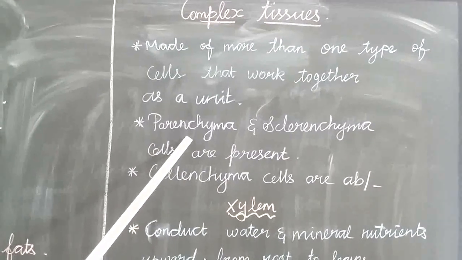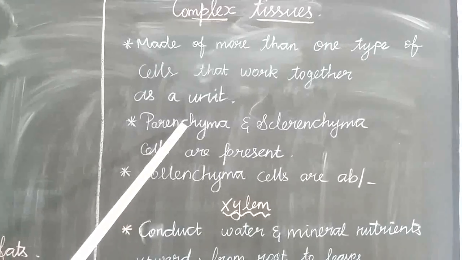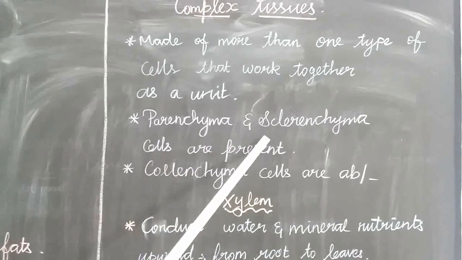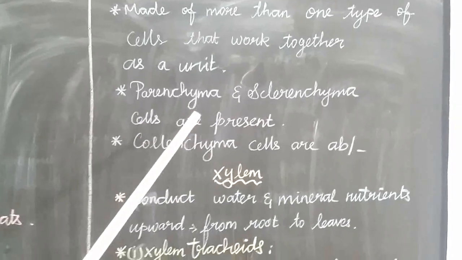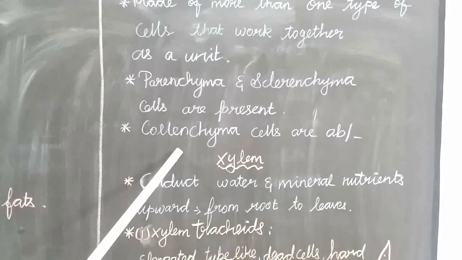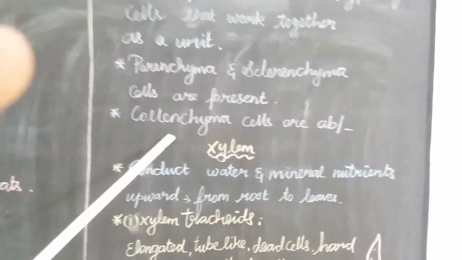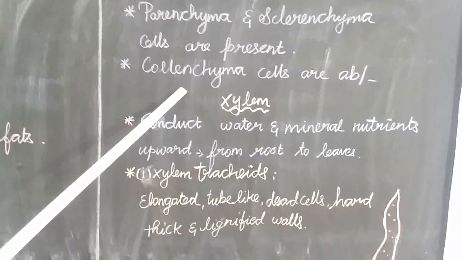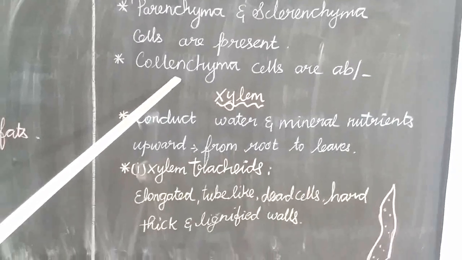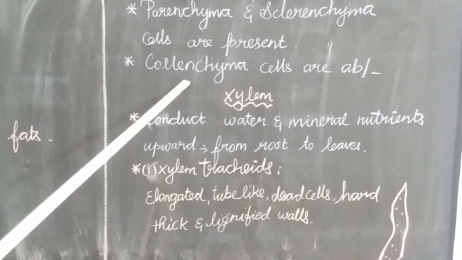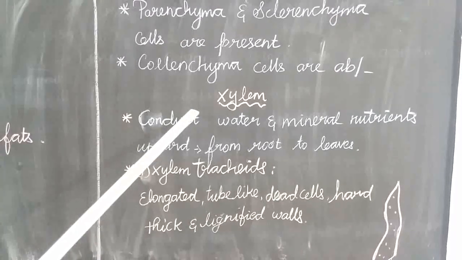Of the three simple tissues, in the complex tissue only parenchyma and sclerenchyma are involved. Collenchyma cells are absent in the complex tissue. The complex tissue is again classified into two types: xylem and phloem. First, let us see the details about xylem.